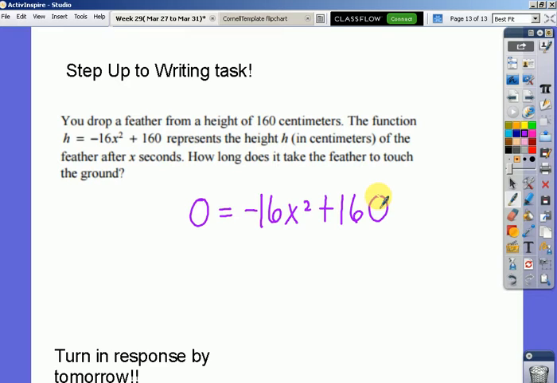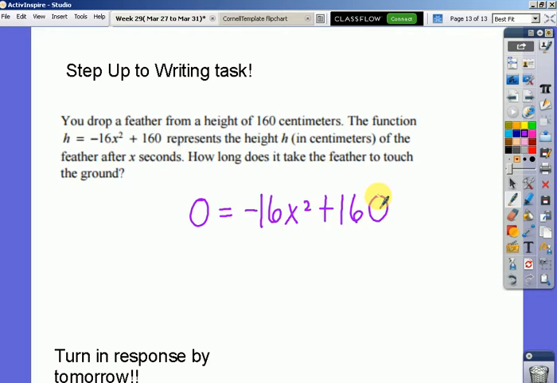So that's what you're going to talk about when you write. First of all, how did you notice that h equals 0? And then, what do you do next? How can you solve this? Well, there are a couple different ways. You can either factor it or solve by square roots. Which would you rather do? Solve by square roots.